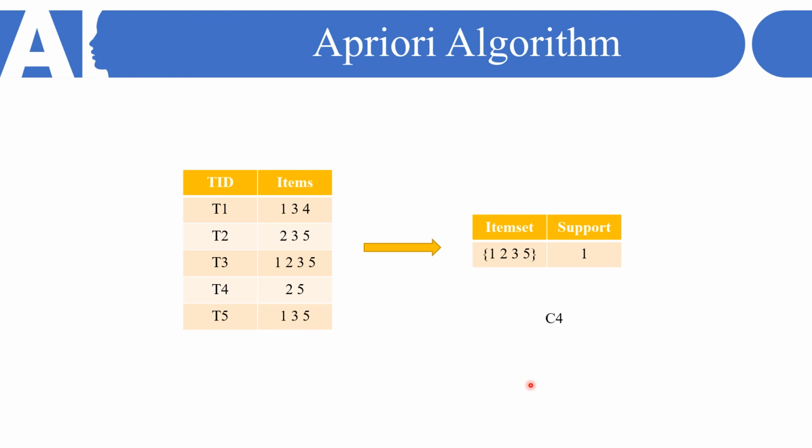C4, and then we will have the C3 as the final table, and in that case we are having only two options, so that was the 2 3 5 and 1 3 5.